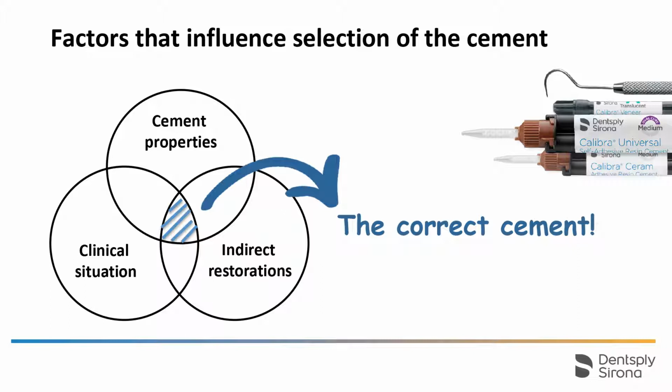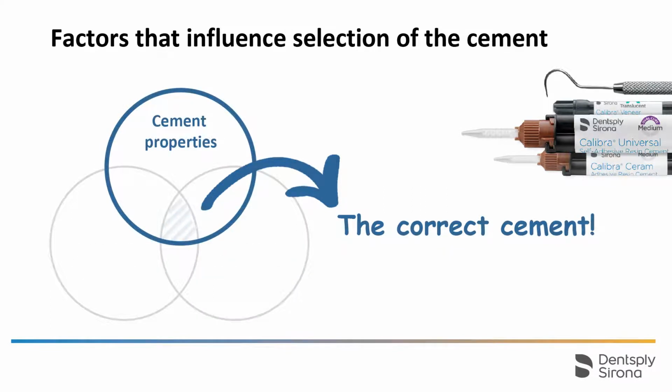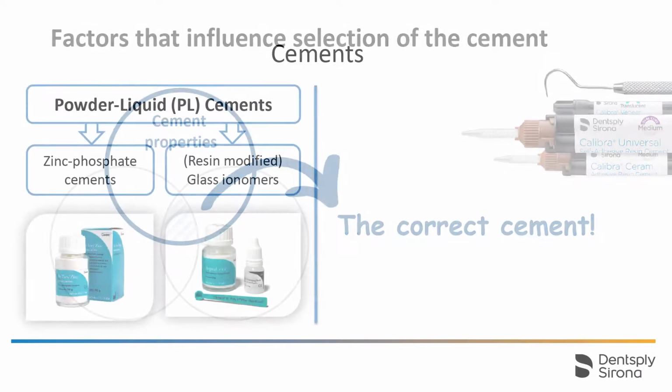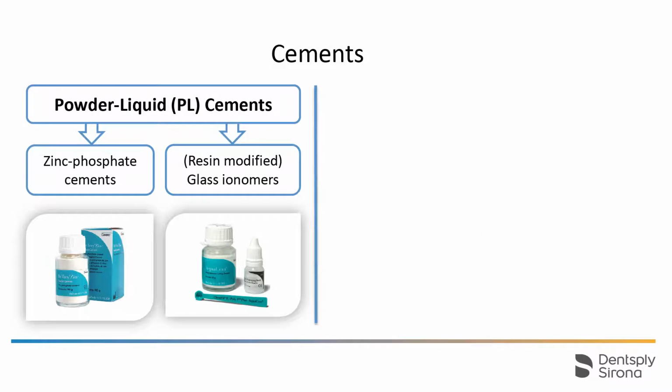We will discuss these factors in the following to allow you to understand when a particular type of cement should be used. Firstly, let's take a look at the different commercially available cements and their characteristics. Basically, a differentiation is made between powder-liquid cements and modern resin cements.